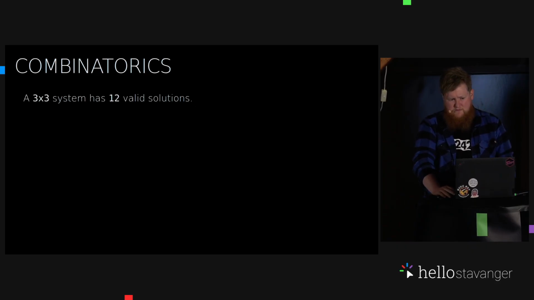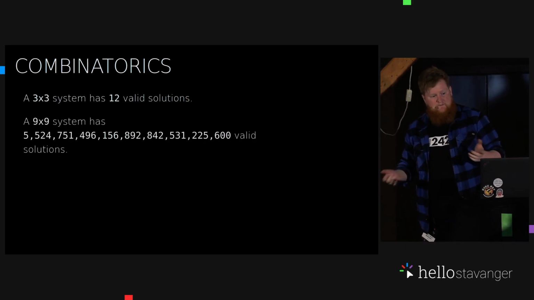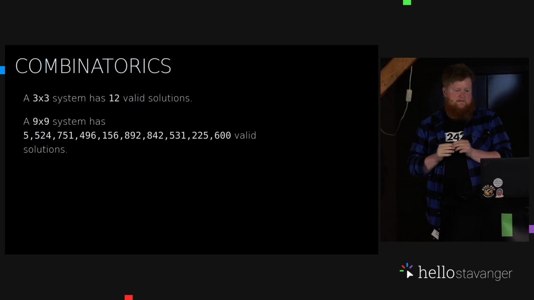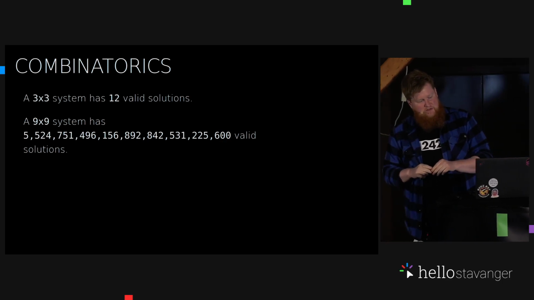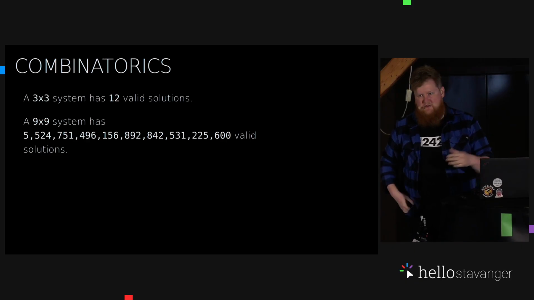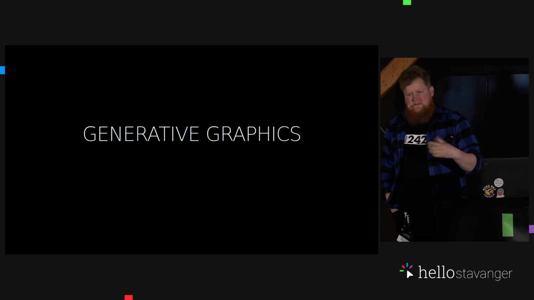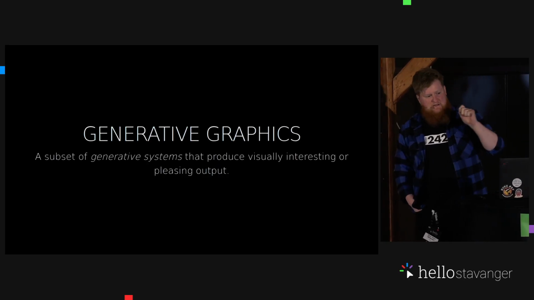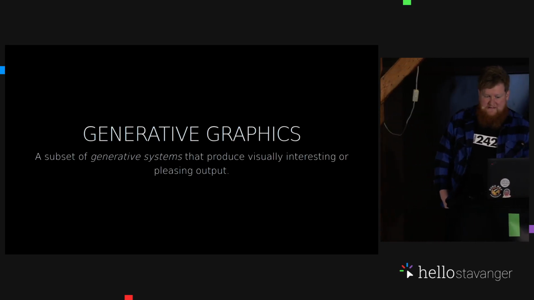There are only 12 ways to solve the system, but if you expand that to a 9x9 system, you get something like 5 quadrillion something. This number is so big that I don't know how to pronounce it. So just an increase of a few additional squares expands the valid solution space by a lot. And this takes us into the realm of generative graphics. Generative graphics are subsets of generative systems that produce visually interesting or pleasing output.